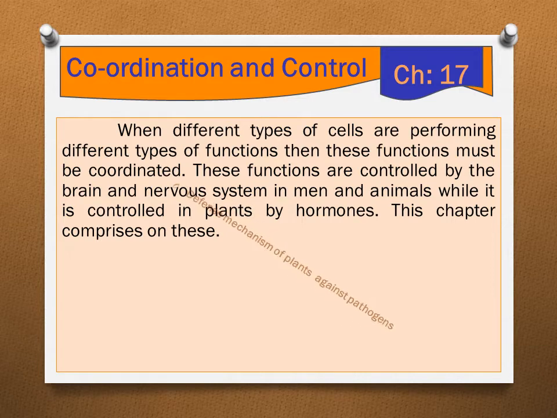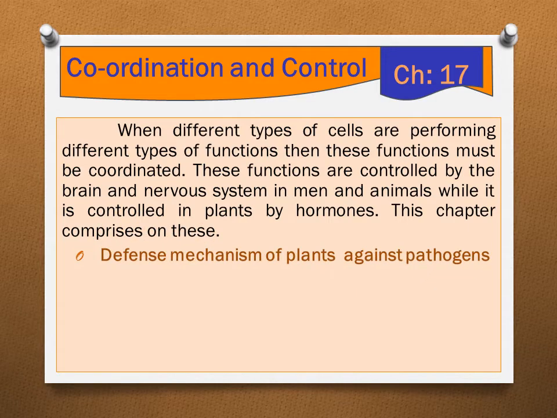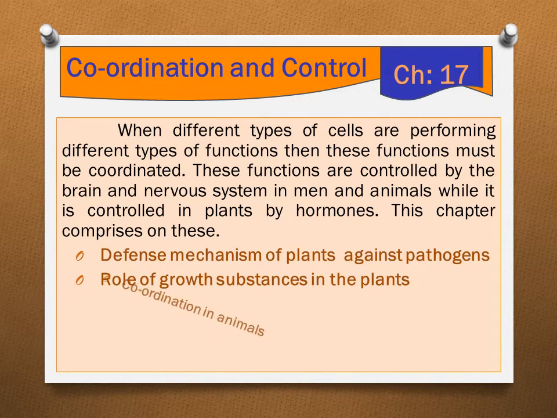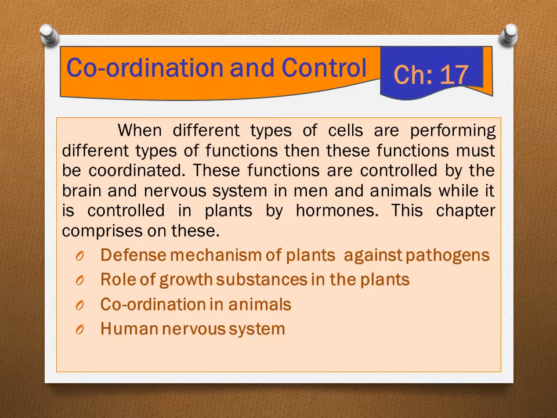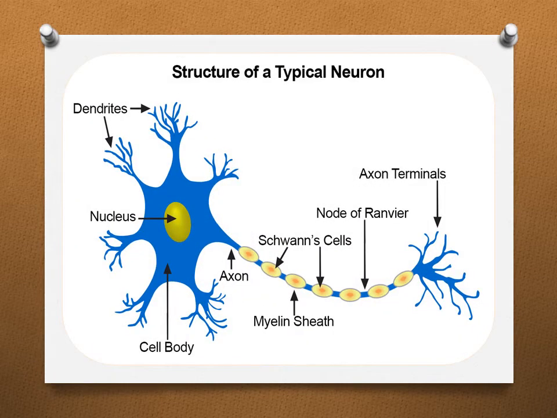In this chapter, we also study the defense mechanism of plants against pathogens, the role of growth substances in plants, coordination in animals, the human nervous system, and different types of hormones in men. This is a diagram of a typical neuron cell, which is a structural and functional unit of the nervous system.